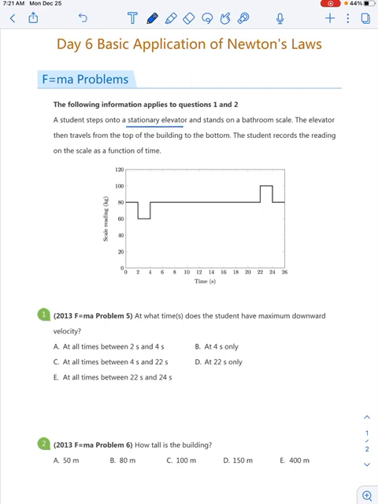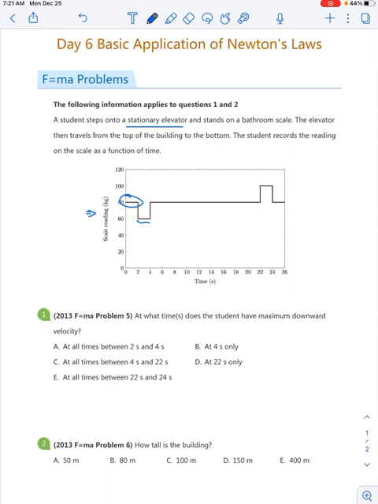a bathroom scale. The elevator then travels from the top of the building to the bottom, and the student records the reading on the scale as a function of time. So this will be the graph here. And if we take a look at the graph, at first the reading of the scale is 80 kilograms. Of course, this will be the weight of the student, but then there will be 2 seconds when the reading of the scale dropped to 60 kilograms.